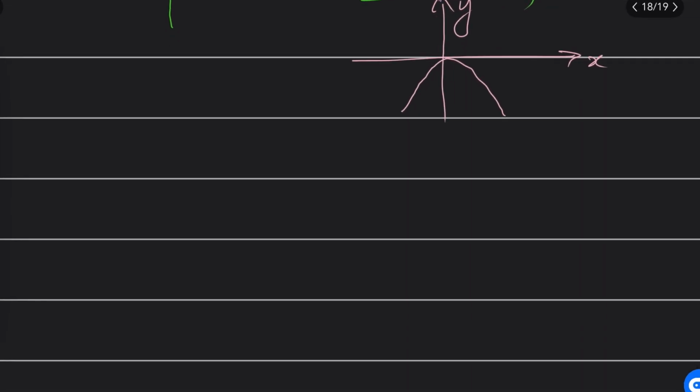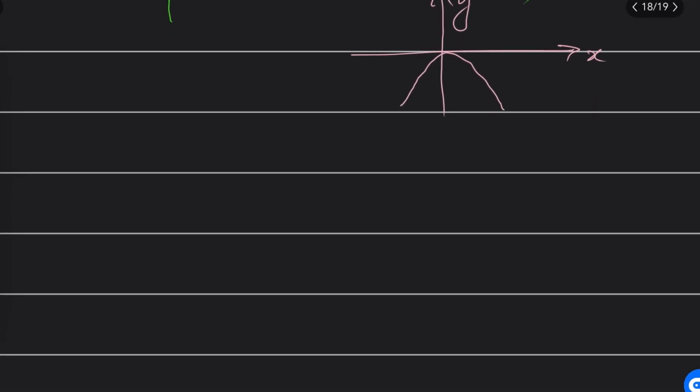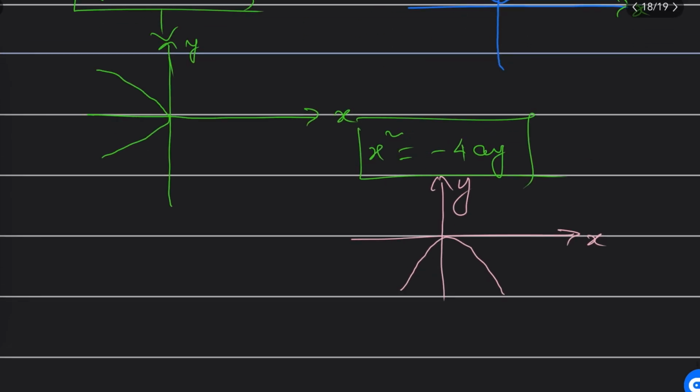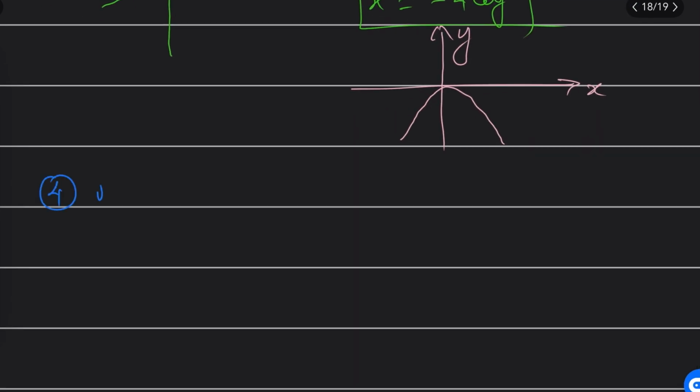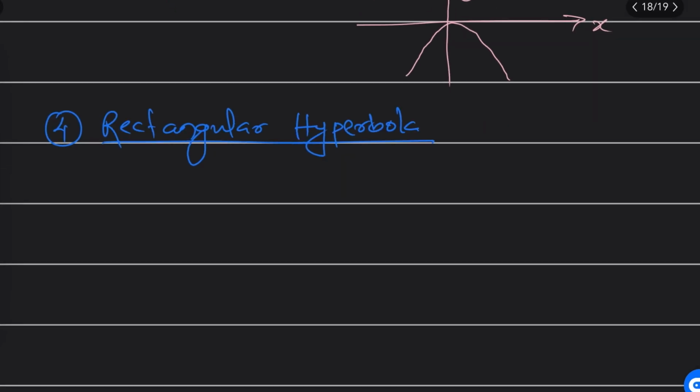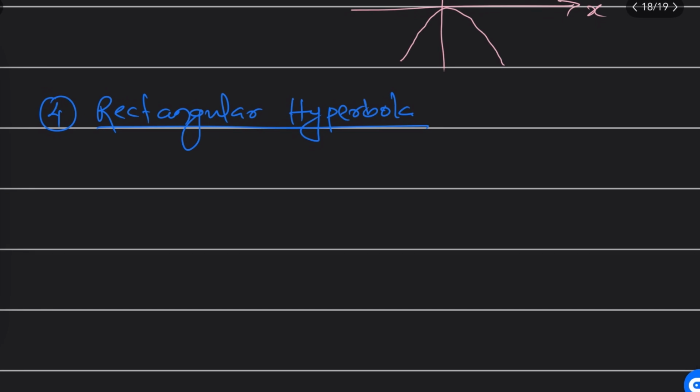So understood. Next, number four, is the rectangular hyperbola, a most commonly used curve, and I'm going to use it repeatedly. The rectangular hyperbola looks like this. What is a hyperbola I will discuss, not to worry, but I'm discussing the rectangular hyperbola first, then I will discuss the ellipse and all.